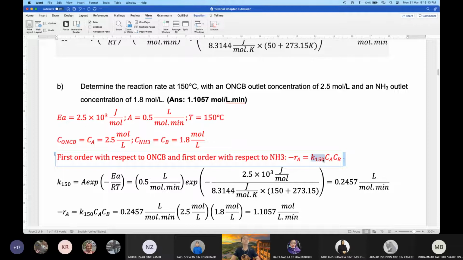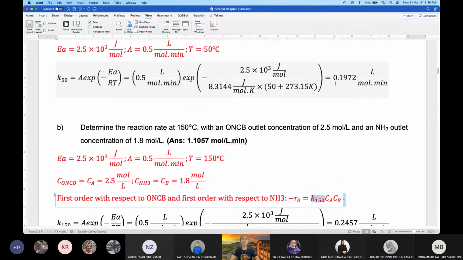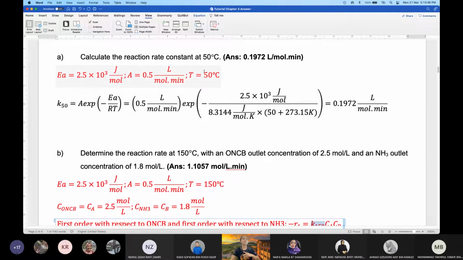The next, the back. Okay, so if you remember, the question says this is non-elementary rate law kan? But this says reaction dia first order with respect to ONCB, first order with respect to ammonia. That's why you get K, Ca, Cb. Okay, kita dah tahu rate law dia. K, Ca, Cb. So kita nak cari minus RA. So we do one by one. So first of all, to find K. Okay, so you might say that, tapi dalam soalan pertama kan kita dah cari K. It is true. In the part A, we did find the K. However, the K was at 50 Celsius.